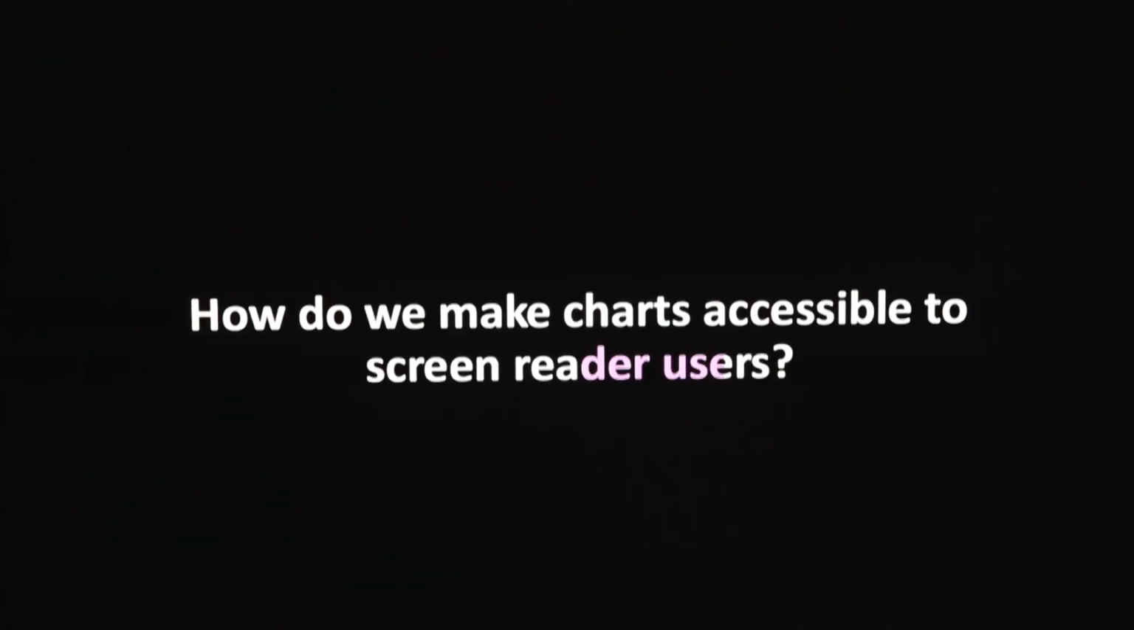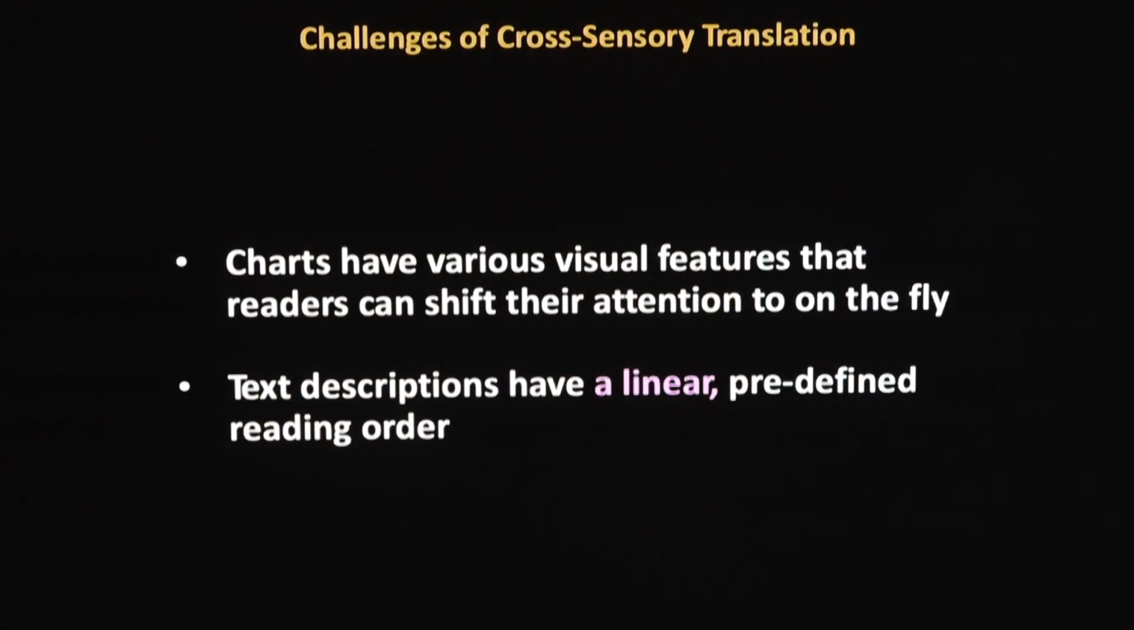Image. Right. So in the work that I've been doing with the visualization group and as a Mad Fellow this year, I've been thinking about this question of how do we make charts, which are a particular kind of image content, more accessible to screen reader users. There's a couple reasons why this is a challenging and interesting design question, because this is essentially a question of cross-sensory translation. Visualizations and text descriptions just work differently. Charts have various visual features that, as a reader, you can shift your attention around, look at high-level patterns, look at individual data points, and you can do this on the fly.